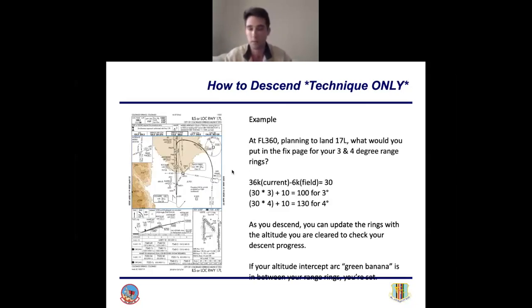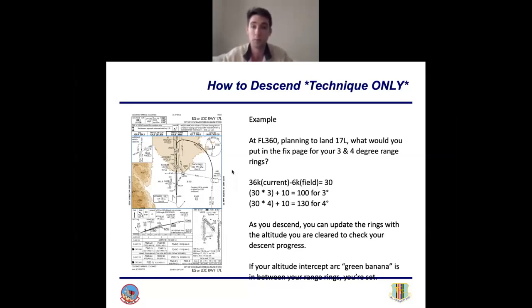So here's an example of exactly what I'm talking about. We have this approach plate for Colorado Springs. The field elevation is just over 6,000 feet. For the example, you're at 360, you're planning to land here, and you're trying to draw your 3 and 4 degree range rings so that you have SA on when you should descend. So you take 36,000 feet, your current altitude, and you subtract 6,000 feet, because easy math. You don't need to be super exact when you're in the jet trying to do this. That gives you 30,000 feet of altitude you need to lose to get down on the ground at Colorado Springs.